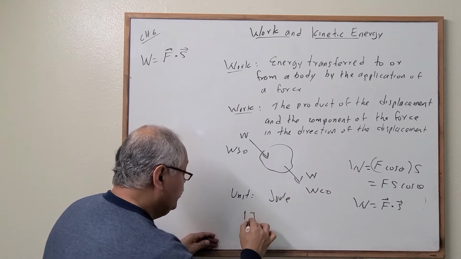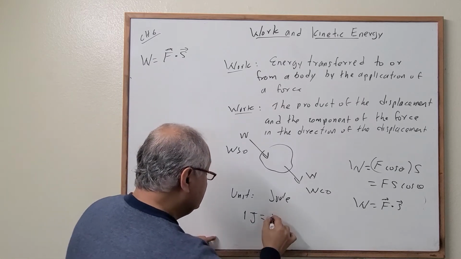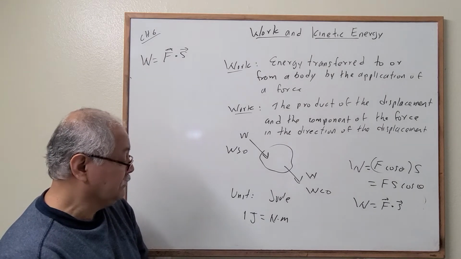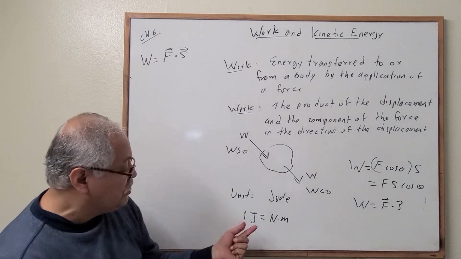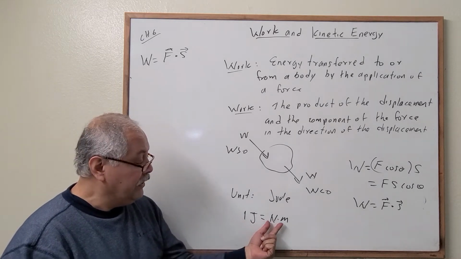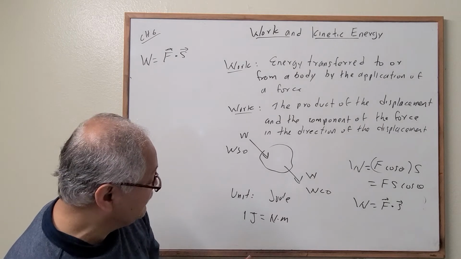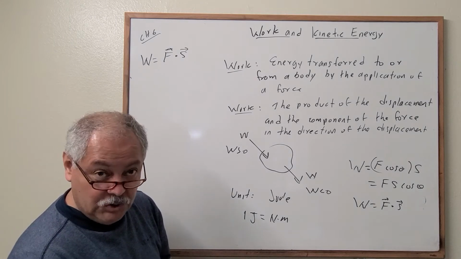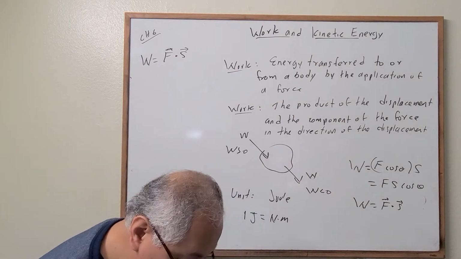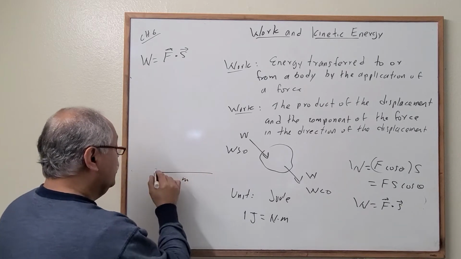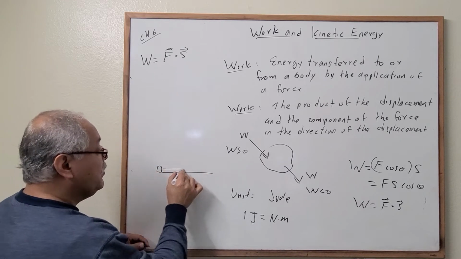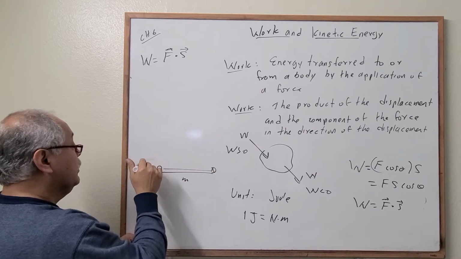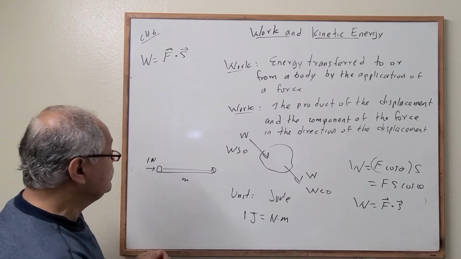Perfect. So 1 joule is equal to 1 Newton times 1 meter. And this is the definition. 1 joule is the work done in moving an object a distance of 1 meter when we apply a force of 1 Newton. Imagine from here to here is 1 meter. We have this object right here. When we move this object from here to here by the application of 1 Newton, the work done is equal to 1 joule.